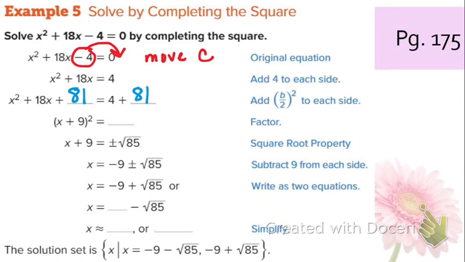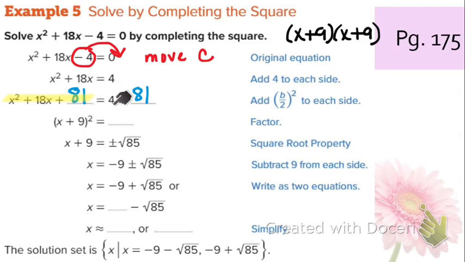Because what we're doing is creating a perfect square. When we look at this right here, this is a perfect square trinomial. X squared plus 18x plus 81 is a perfect square because half of b is 9 and 9 squared is 81. This part that I have highlighted in yellow is going to factor down to x plus 9 times x plus 9. That's what that factors down to. So it becomes x plus 9 squared.